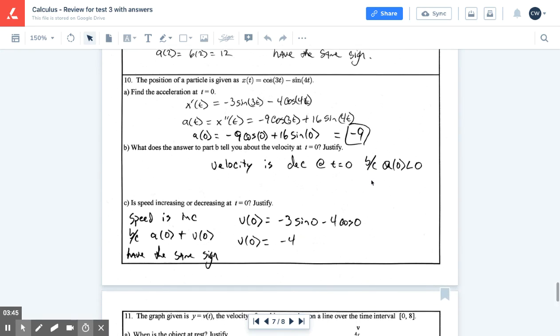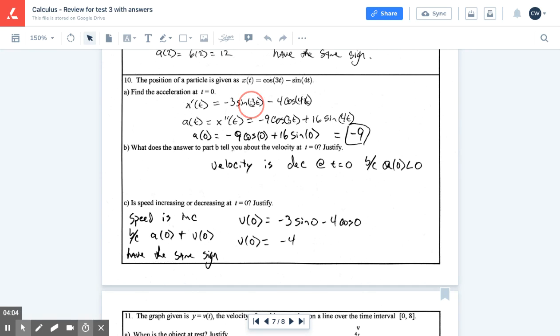Number 10. Position of the particle is given by x of t. So we have a position. Find the acceleration at t equals 0. So acceleration is going to be the second derivative. So the first derivative gives me that. The second derivative gives me that.